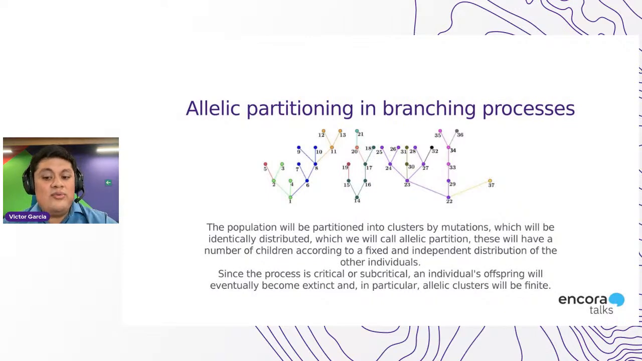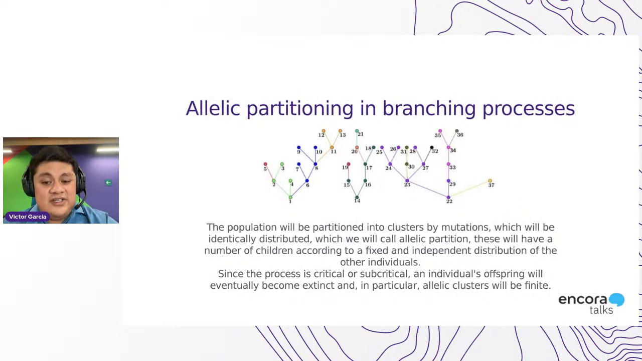Okay, we will analyze these trees by sub-branches of equal mutants, which we will call clusters. It means we will analyze the green tree: 1, 2, 4, 3 is one cluster. 6, 7, 8, 9, 10 is another cluster. We will call these clusters, and this is called allelic partition: analyzing each of the trees by sub-branches of the same color, that is, of the same type of mutants.